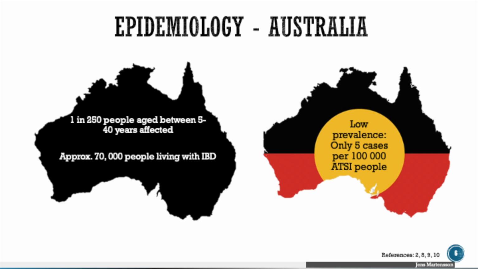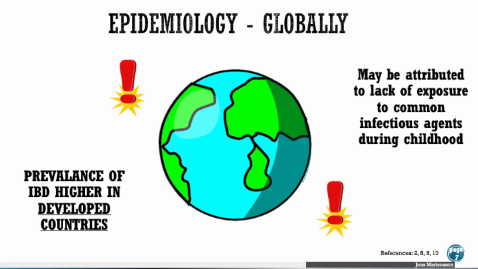There is a reduced focus of IBD on ATSI people due to the low prevalence recorded. A study conducted in the Northern Territory estimated a prevalence of 5 cases of IBD per 100,000 Indigenous Australians. Globally, the incidence of IBD is approximately 0.5 to 24.5 cases per 100,000 persons.